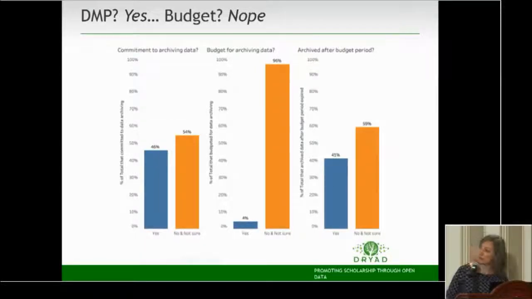In addition, and this is the graph shown on the right side, almost half, 41%, of those respondents said they archived their data after the grant period expired, while almost 60% were unable to or were unsure what they were going to do. In fact, over 15% of our participants indicated that they had collected data in the last 2 years and had been unable to archive it because of lack of funds. So no wonder it's difficult.